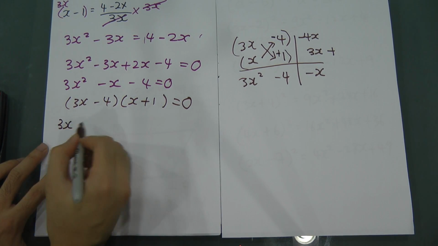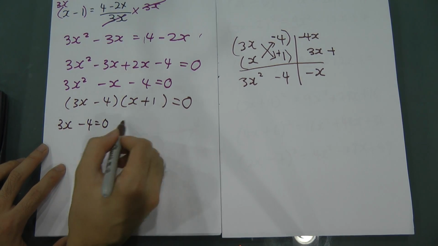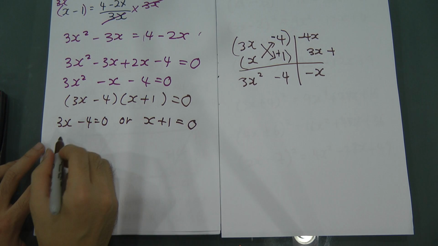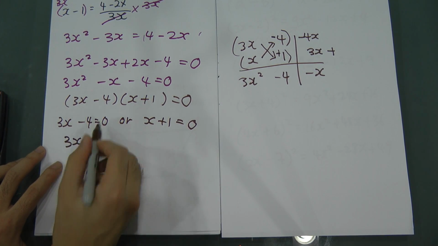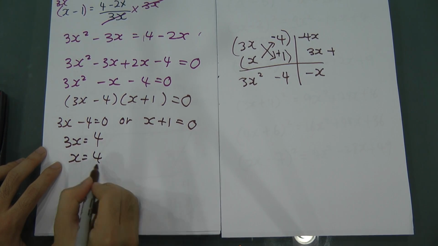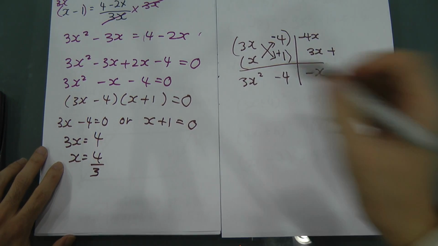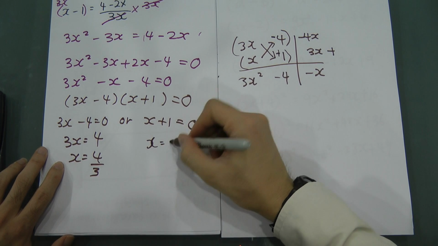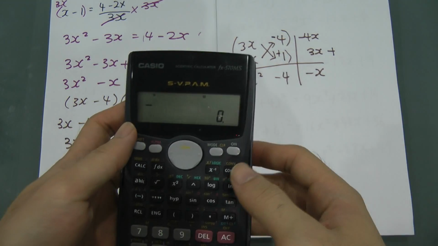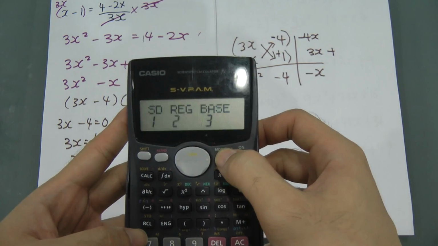I write 3x minus 4 equal to 0, or x plus 1 equal to 0. And then I solve this one will become 3x will equal to negative 4, move here, become 4. Okay, x will equal to 4 over 3. Okay, and then here x will equal to negative 1. Okay, and then I double check with the calculator again. Okay, so I press one more time, but this time I press quickly a bit, press 3 times.